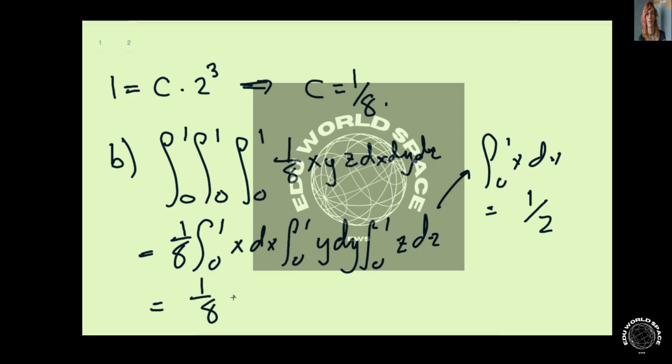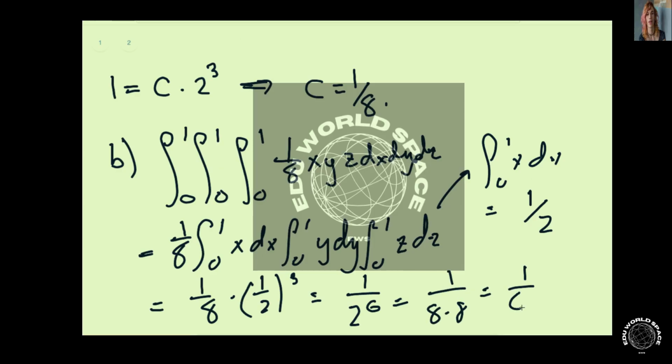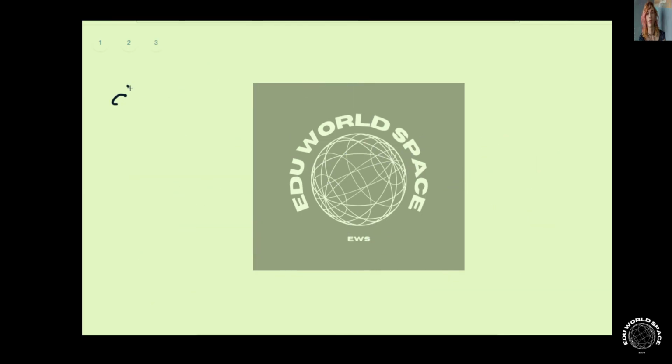So we've got 1 over 8 times 1 over 2 cubed. It's 1 over 2 to the 6, right? Just 1 over 8 times 8, 1 over 64. Fantastic. So part C, we've got x plus y plus z is less than or equal to 1. I want to find this probability.